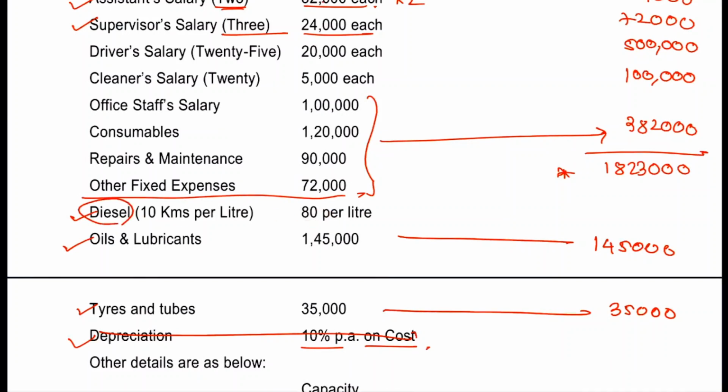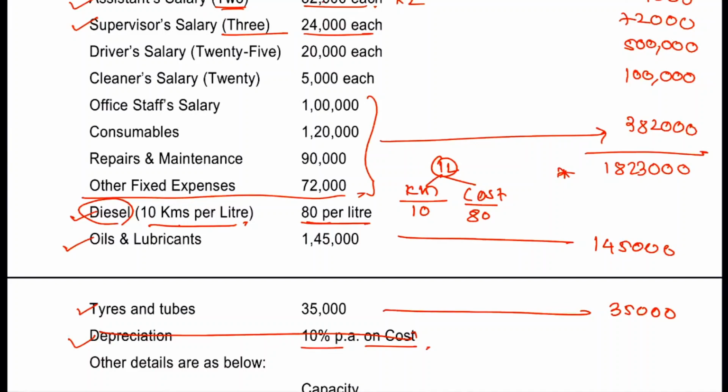Diesel is 80 rupees per liter. 1 liter डालेगा तुम diesel तो 80 rupees cost you and it will go 10 kilometer. I can say like this. If I put 1 liter का diesel, so कितना किलोमीटर जाएगा गाड़ी? 10. और उसका cost कितना आएगा? Now what I need to know, how many kilometers I am going to travel for? Cross multiplication, I am gonna get the answer.